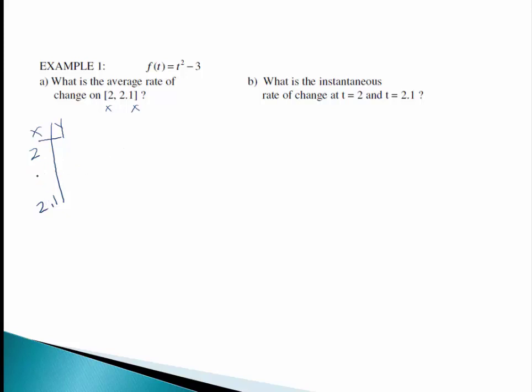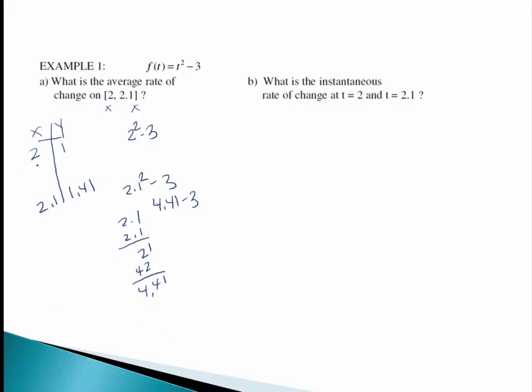Instead of trying to find them all, we're going to get the y values that associate with those. So 2 squared minus 3 is 1. And 2.1 squared minus 3. Remember, 2.1 times 2.1 gives us 4.41. So 4.41 minus 3 would give me 1.41.